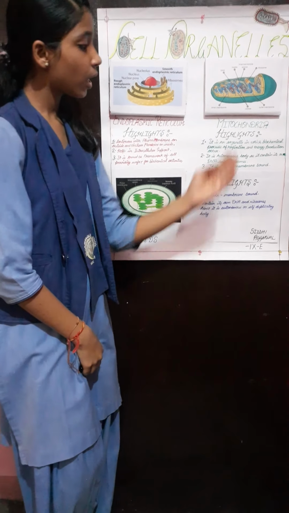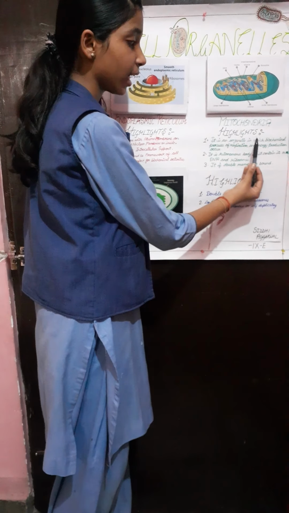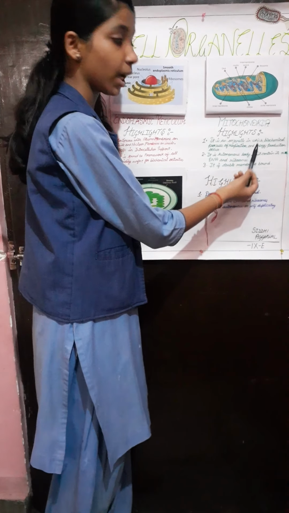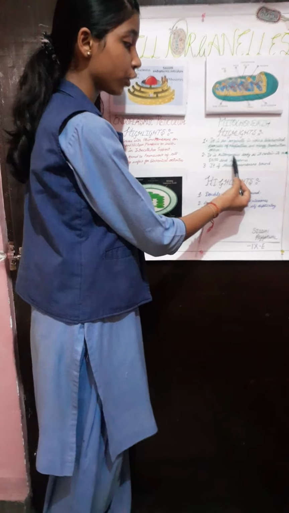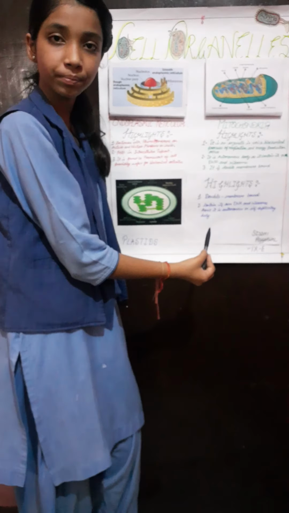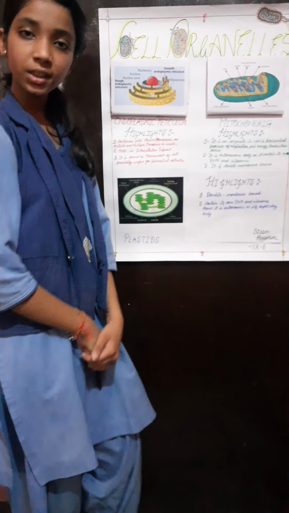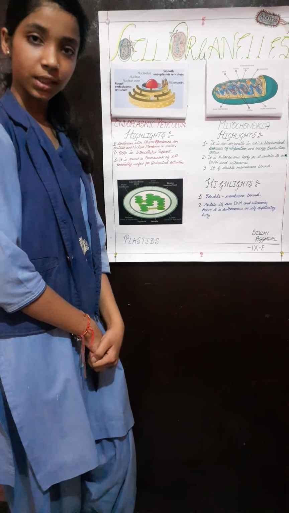Now let's move to highlights of the mitochondria. First one, it is an organelle in which biochemical processes of respiration and energy production occur. Second one, it is an autonomous body as it contains its own DNA and ribosomes. Third one, it is double membrane bound. I hope it is clear. Now let's move to another one, which is our plastids.